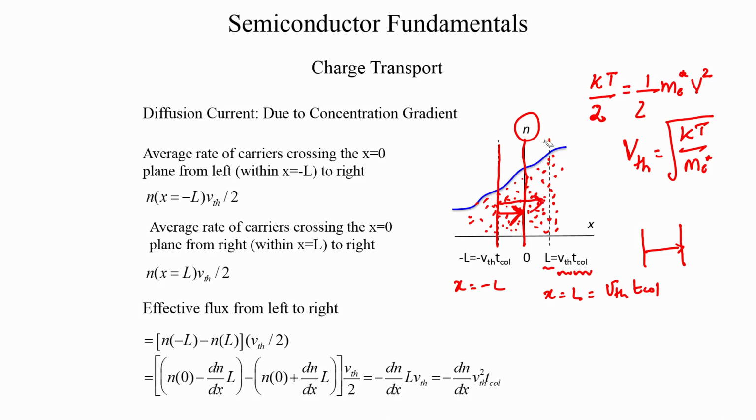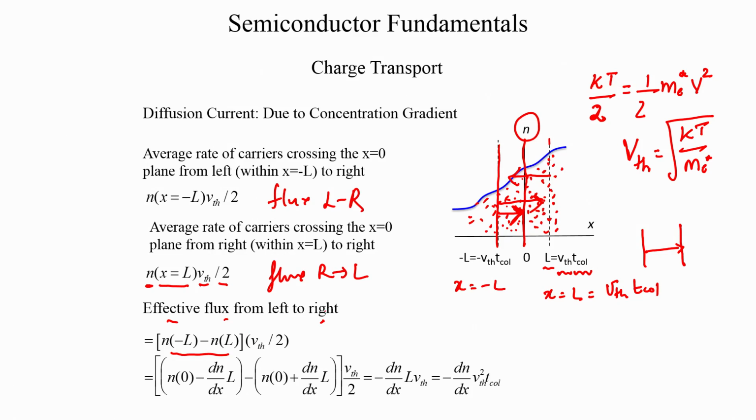Now, what about the number of carriers moving from the right to the left, okay. That is going to be n, the carrier concentration at x equal to L, times Vth by 2, because half of them are going to be moving towards the left, and once again everything that starts moving towards the left is going to cross the x equal to 0 plane, because there are no scattering events, and that was the purpose of taking the mean collision time into this definition. So, this is the flux from left to right, and this is the flux from right to left, okay.